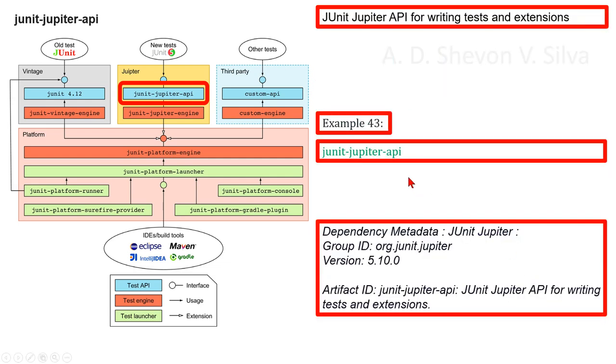Now we are considering JUnit Jupiter. In the dependency metadata, the JUnit Jupiter API, with artifact ID junit-jupiter-api and group ID org.junit.jupiter, is the JUnit Jupiter API for writing tests and extensions.